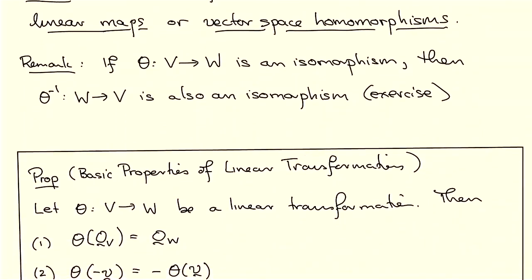Of course, if you've got an isomorphism, then it's bijective. So then you've got the notion of the inverse function, because any bijective function has an inverse function. And there is something to prove in this exercise: that inverse function is actually a linear transformation, so it preserves the vector space operations. So something to do. It's in a tutorial.